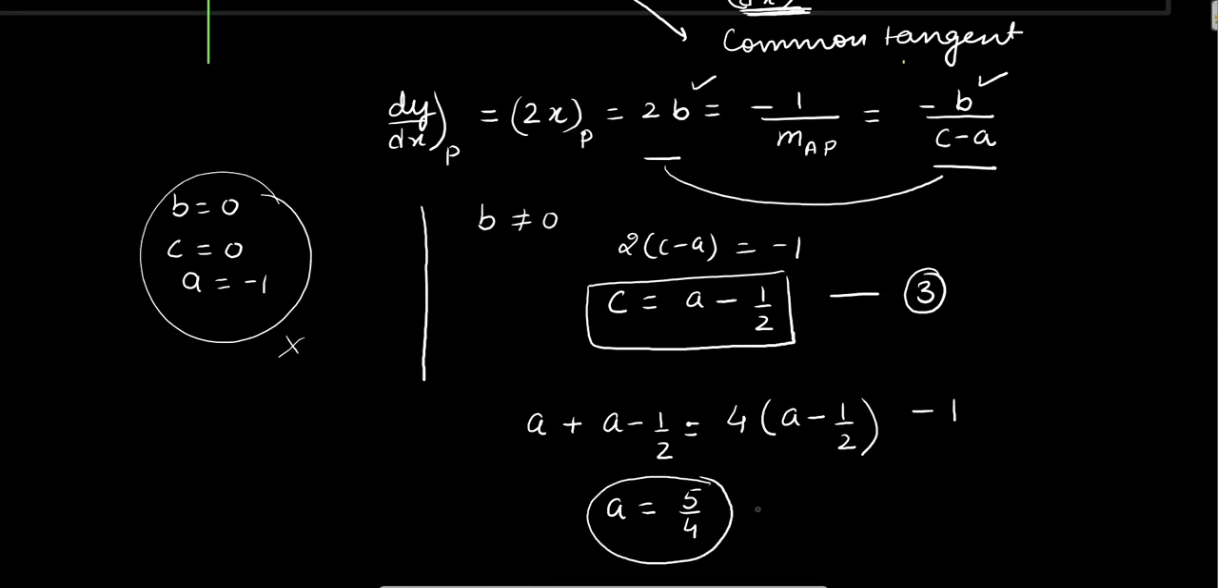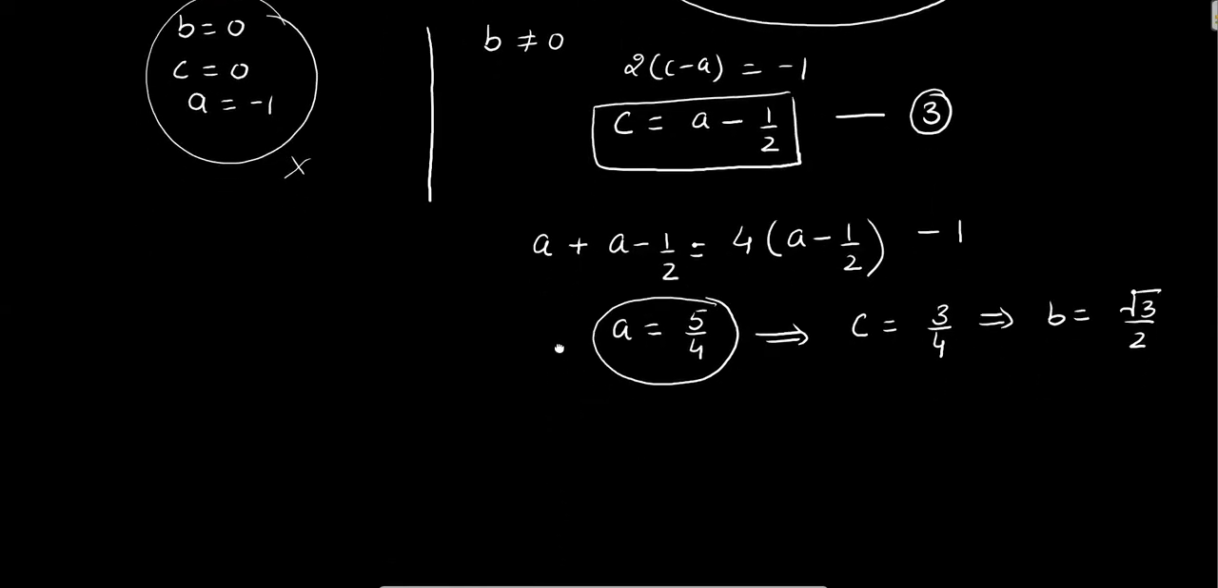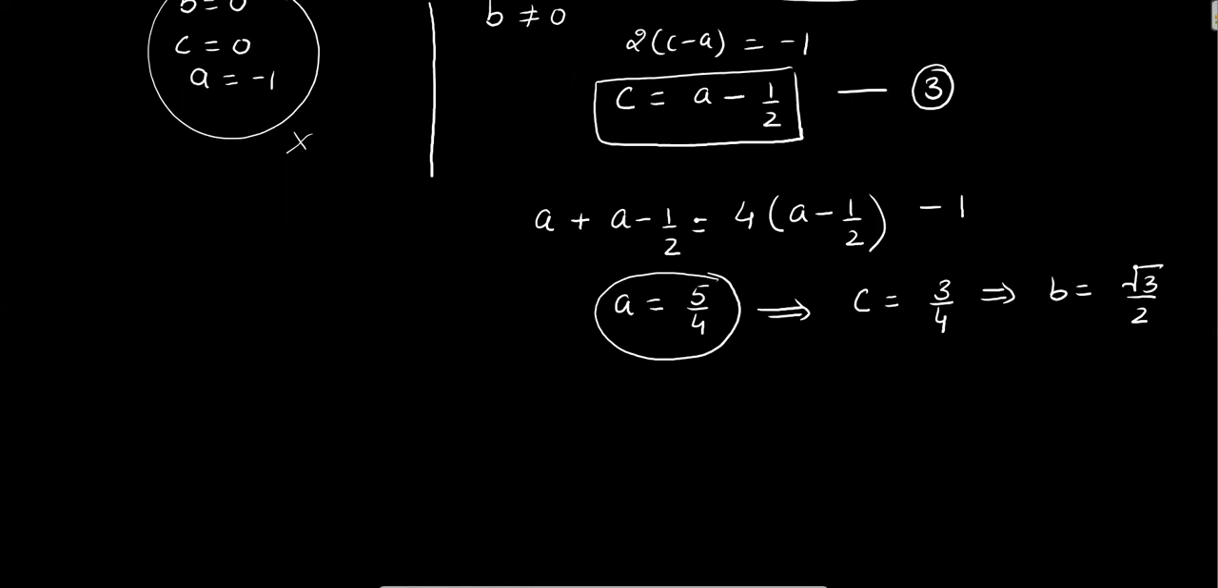Since I get the value of A, I can calculate the value of C as well. C is (A minus 1) by 2, which turns out to be 3 by 4. And now B also we have, which turns out to be √3 by 2. I told you earlier in this question that I'm taking B as positive, so B is plus √3 by 2. Fine. Now I have A, B, and C, all three values.